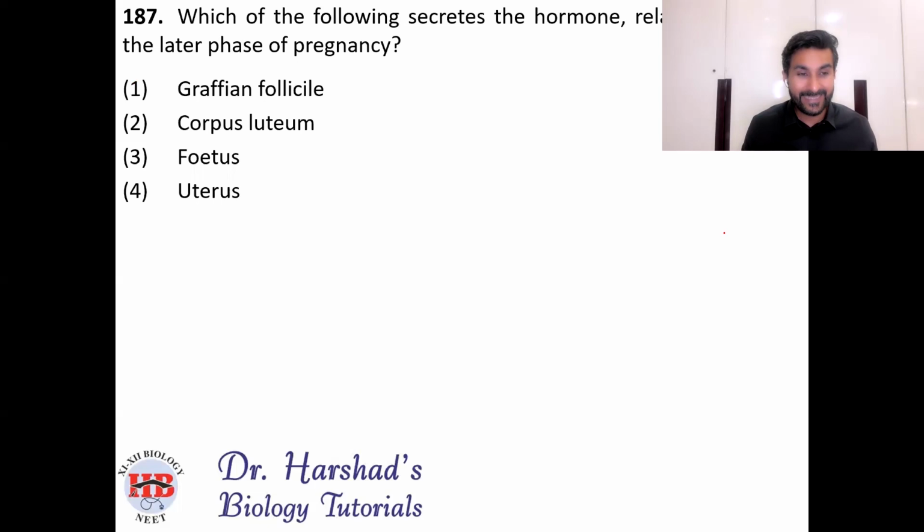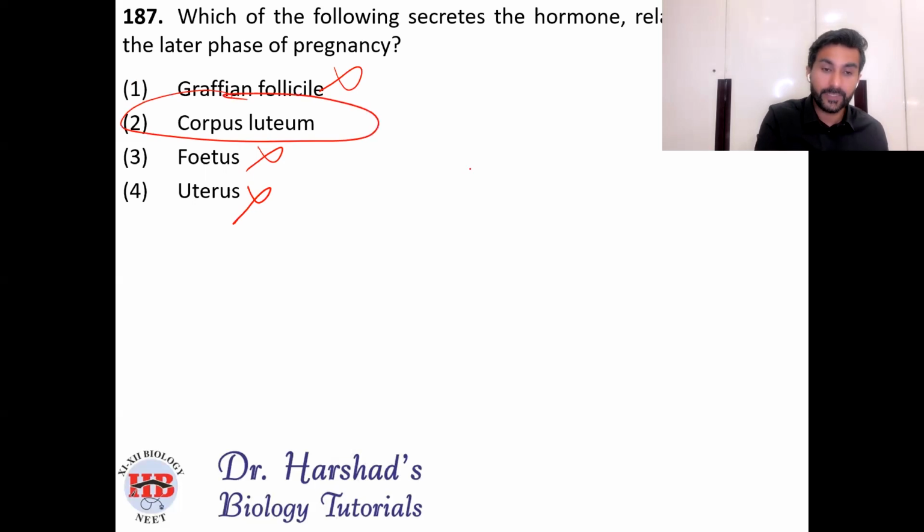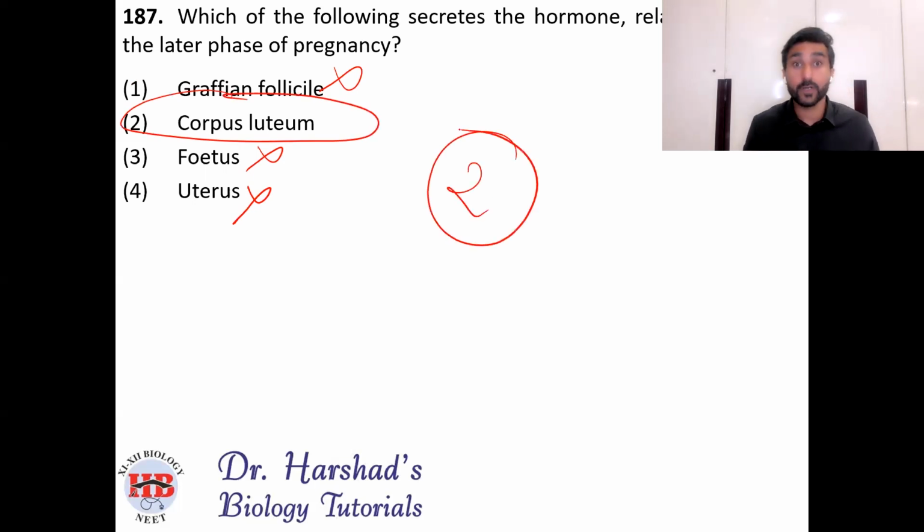Which of the following secretes the hormone relaxin? If you see the NCERT, it says in the latter phase of pregnancy, relaxin is produced by the ovary. So it rules out this option and this option. Of course, Graafian follicle is not formed during pregnancy. So it leaves us with the answer of option number 2.